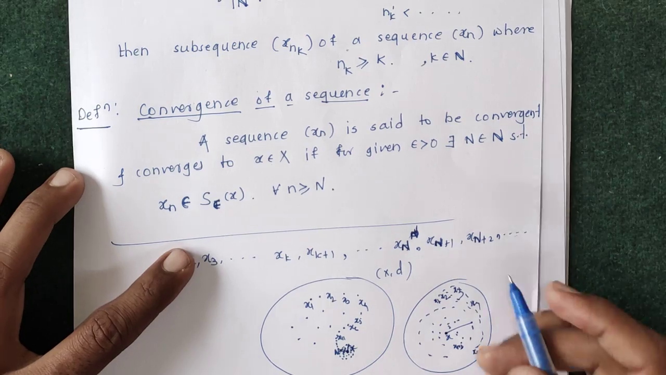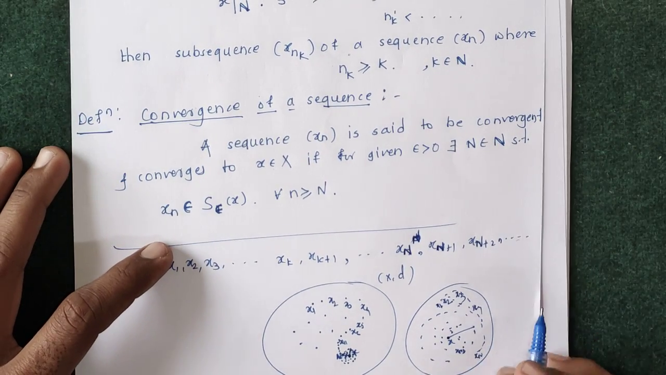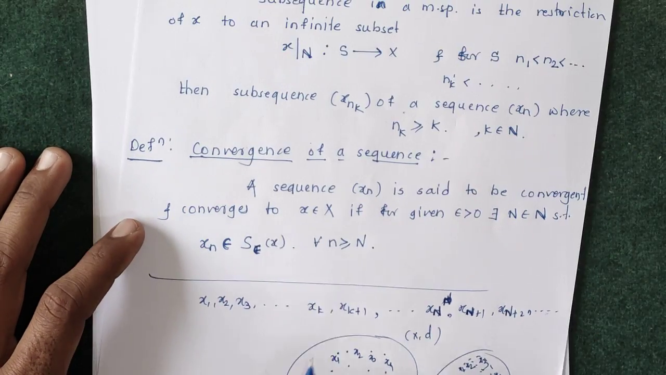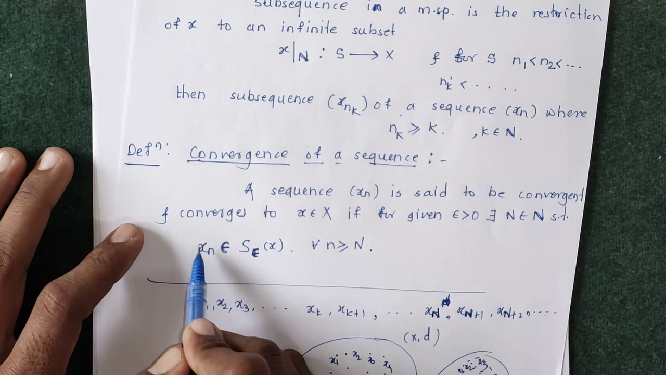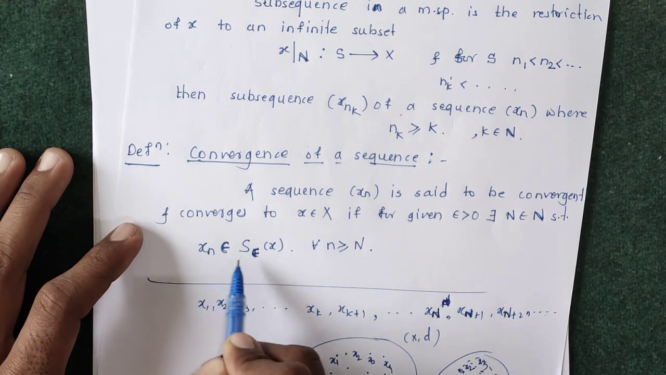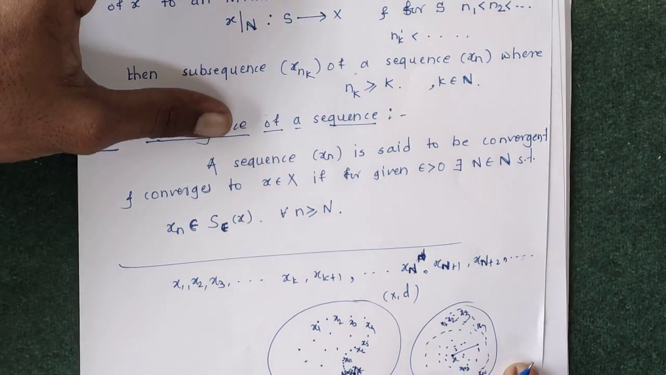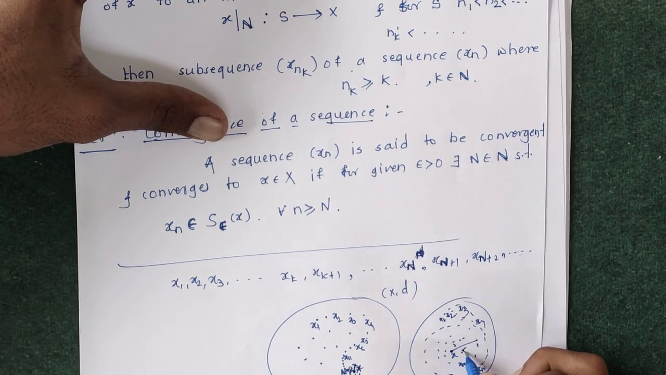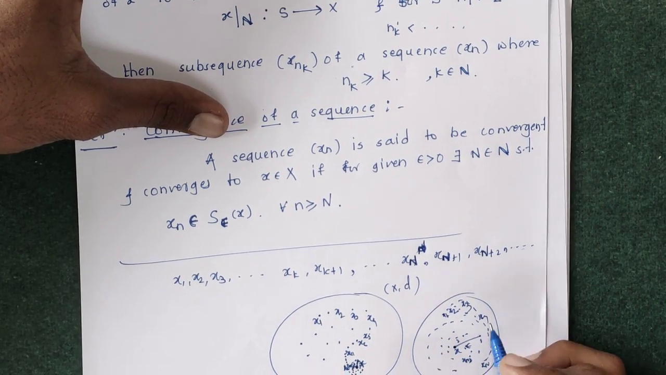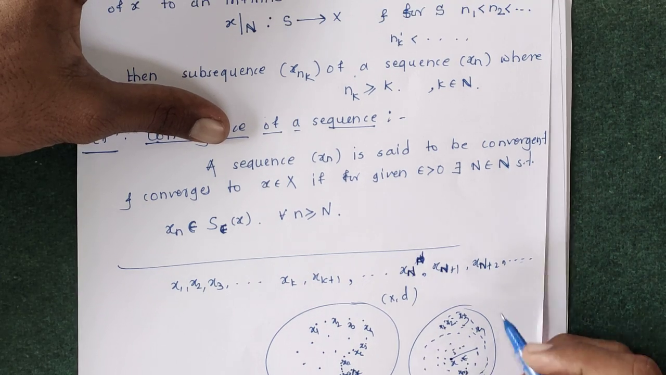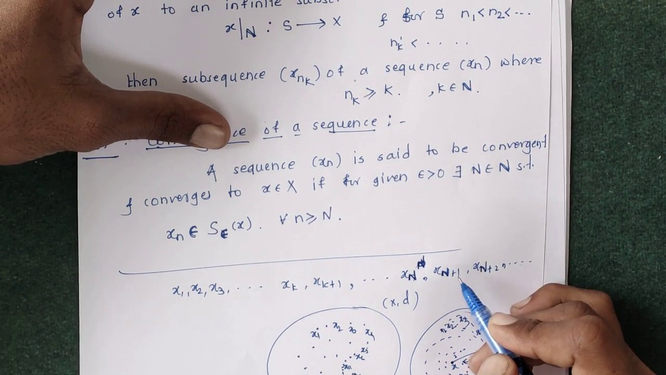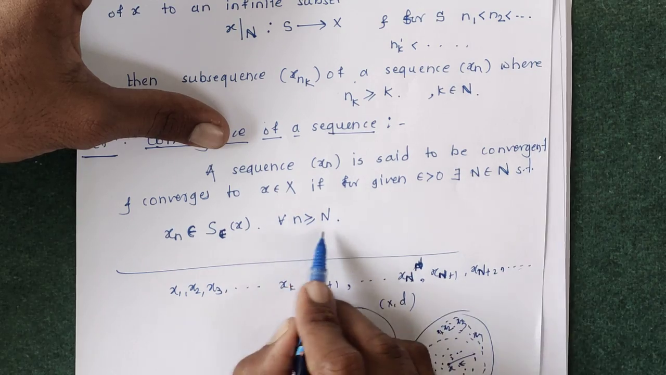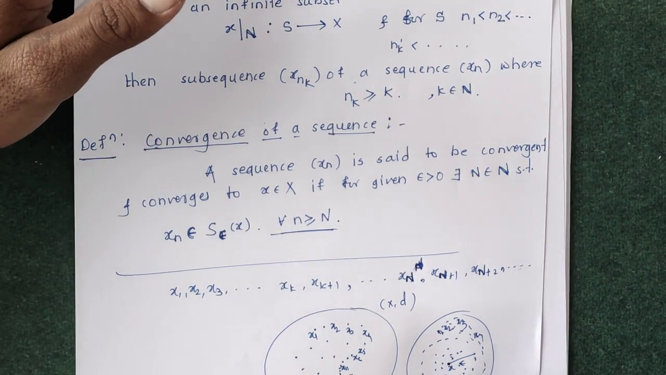We say that the given sequence converges to x whenever for all n greater than or equal to n, all the remaining xn belong to that open sphere centered at x with radius epsilon. So this open sphere must contain the elements of the sequence for all n greater than or equal to n. This is the definition of convergence.